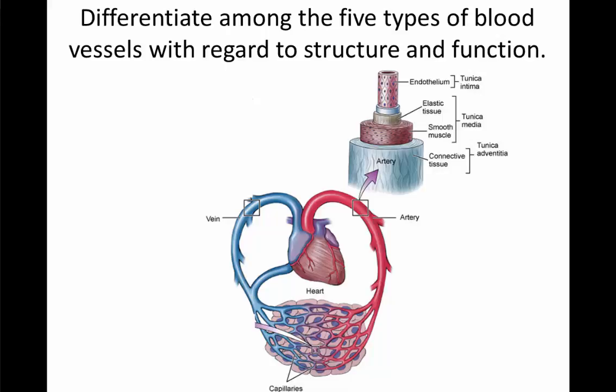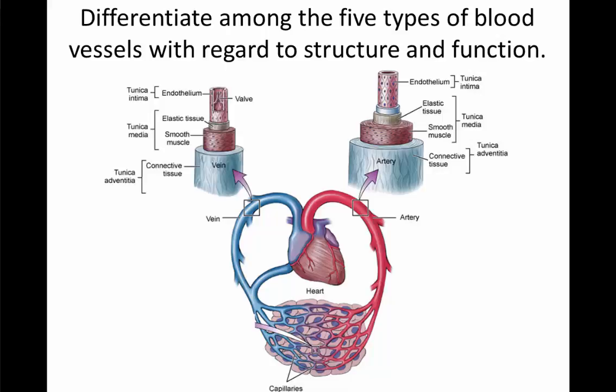The tunica media is made up of elastic tissue as well as smooth muscle. The tunica adventitia is made up of connective tissue that allows the artery to connect to the surrounding tissue and also provides protection to it. Taking a look at the vein, it's made up of the exact same 3 layers with the same constituent layers that make it up. There are some differences here, however, between the veins and the arteries.